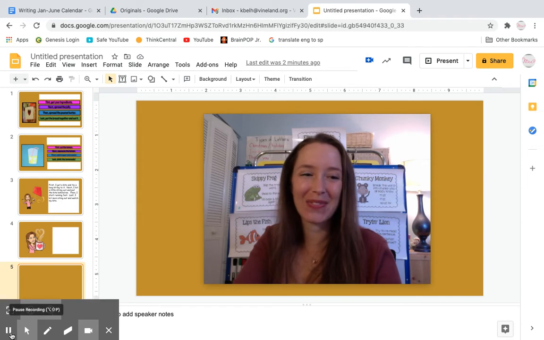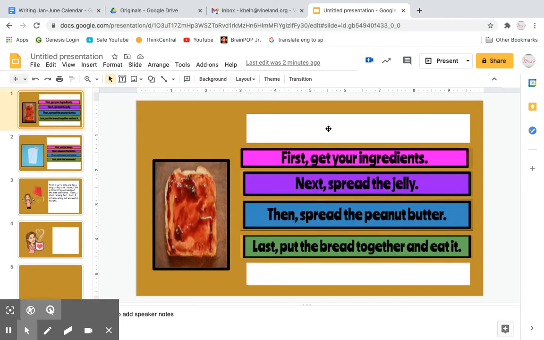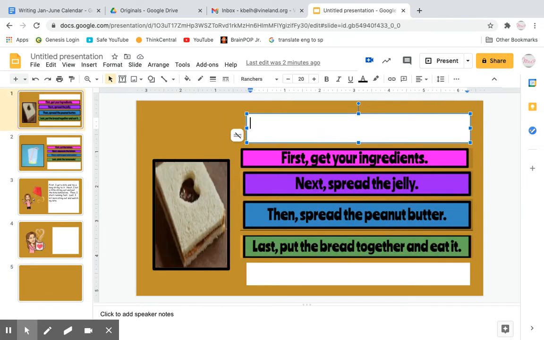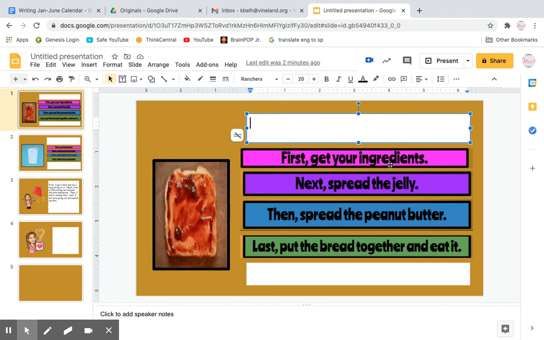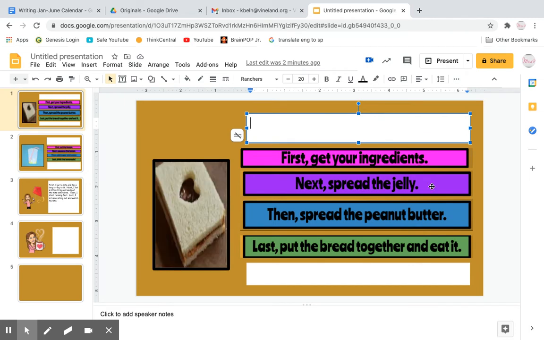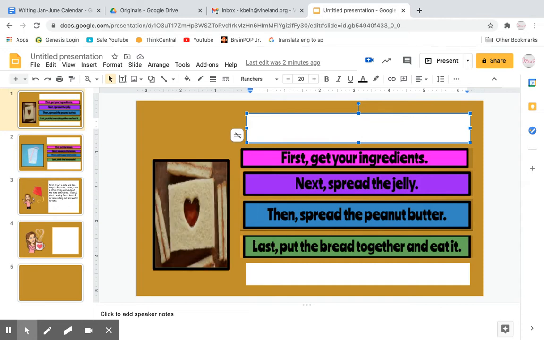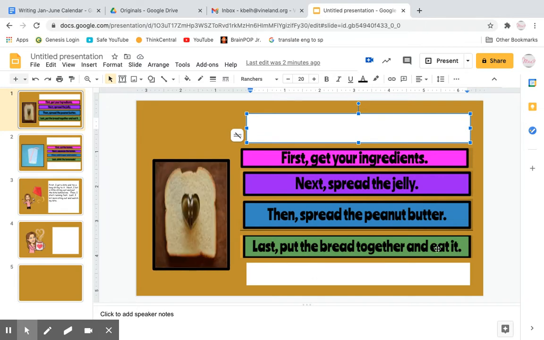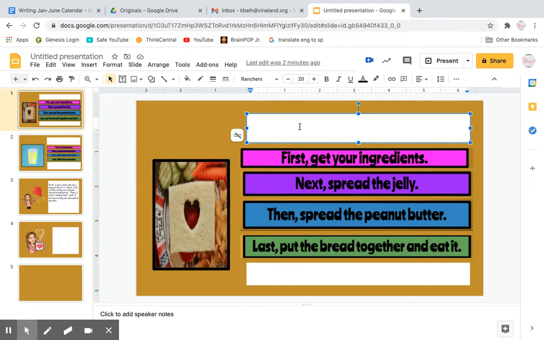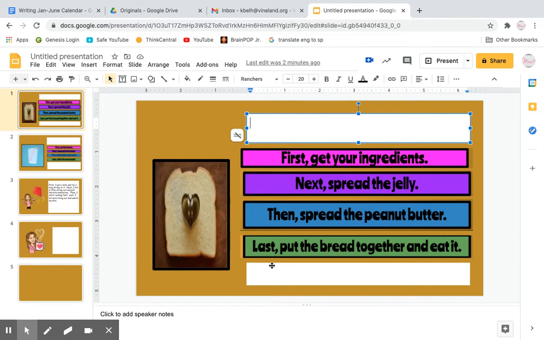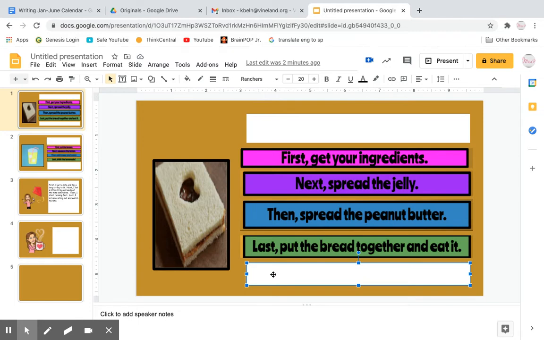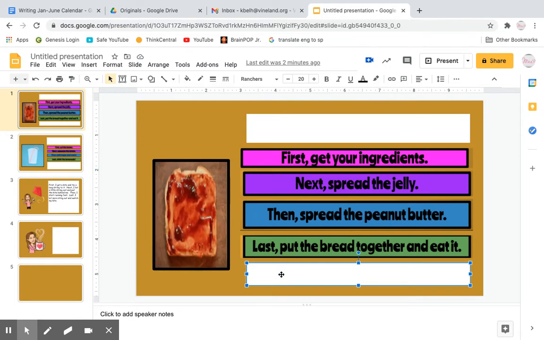Let's take a look. Okay, my first graders. So this is one of the ones that we started with first. First, get your ingredients. Next, spread the jelly. Then spread the peanut butter. Last, put the bread together and eat it. Remember, this was about how to make a peanut butter and jelly sandwich. So we're going to add our opening sentence, and notice it goes up here before the word first, and our closing sentence, which goes down here after the word last.